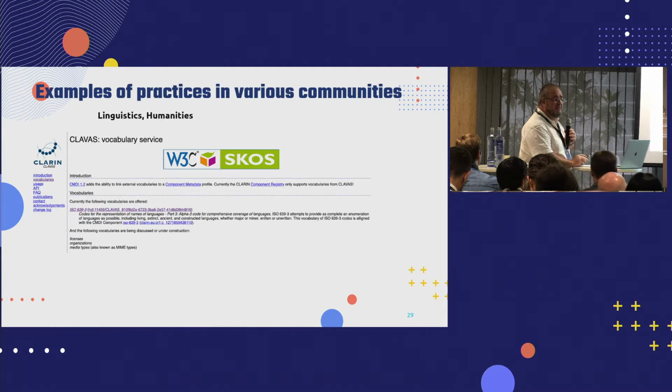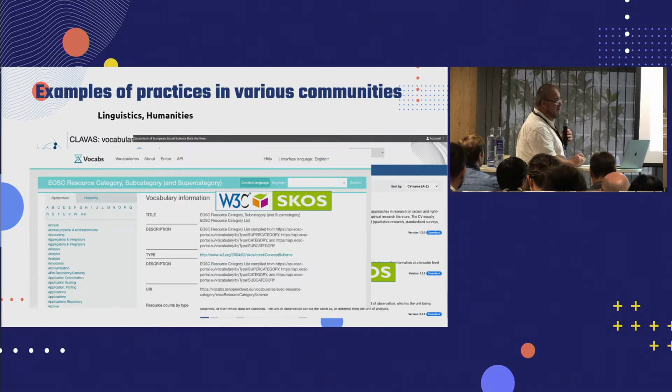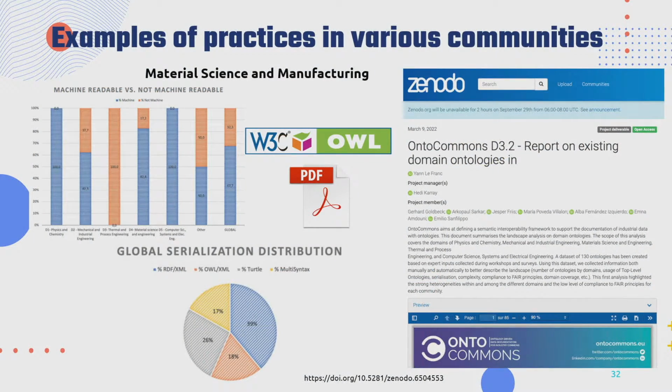Same goes for linguistics. Here, in linguistics and humanities, you have more harmonization. It's most often SKOS, so if you go to the CLARIN Vocabulary Service, it's SKOS. The CESSDA vocabulary service, most of the vocabularies are in SKOS. If you go to the SSHOC vocabulary service, it's all in SKOS. There was also a project where we started an in-depth landscape analysis, OntoCommons, and the project is working in the field of material science and manufacturing. And there we found some interesting results. Most of the ontologies you would find in the domain are OWL, but a lot of them are just PDFs.